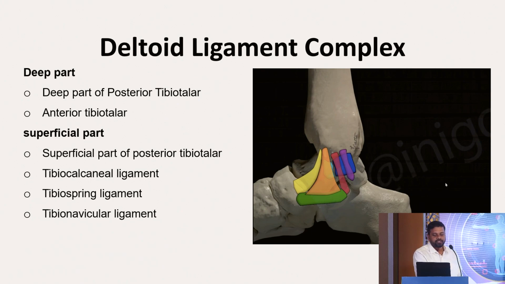In the superficial part, there are again 4 different ligaments: the superficial part of posterior tibiotalar, tibiocalcaneal ligament, tibiospring ligament, and talonavicular ligament. You can see this ligament coming from the sustentaculum tali to the navicular. This is the spring ligament and this is the talospring ligament, and the tibiospring ligament comes from the tibia to its insertion over the spring ligament.